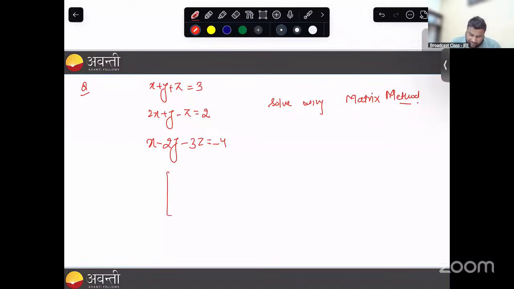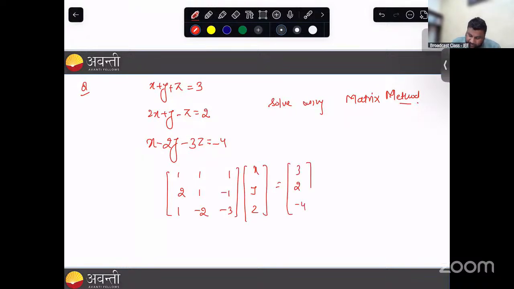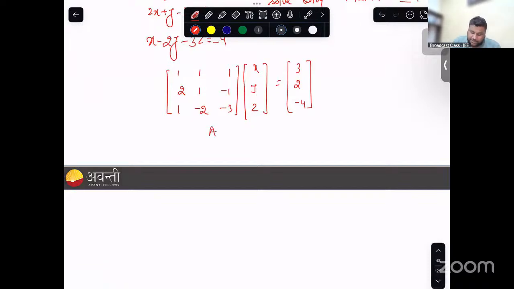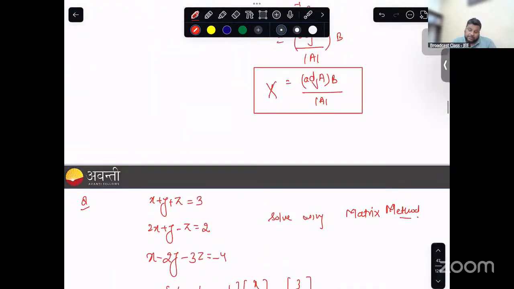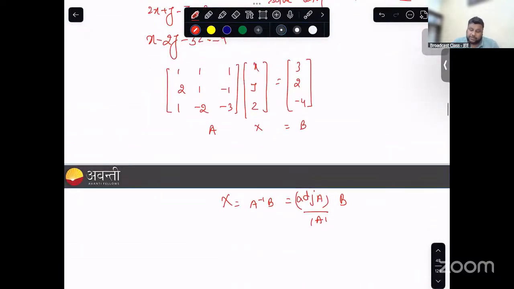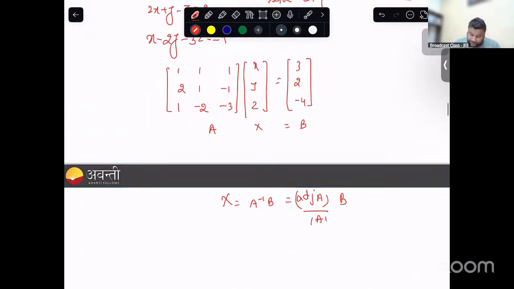So it will be matrix 1, 1, 1, 2, 1, minus 1, 1, minus 2, minus 3, multiplied by x, y, z. And what do you get? 3, 2, minus 4. Now this is your AX equals to B. So X is what? X is A inverse into B, that is adjoint A upon determinant of A into B. Yes or no? Now to get adjoint of A.